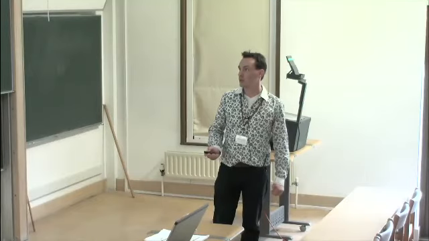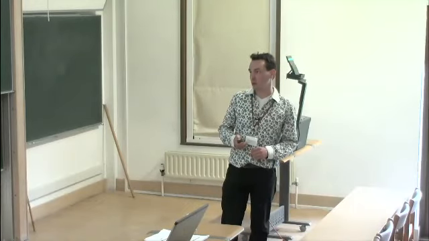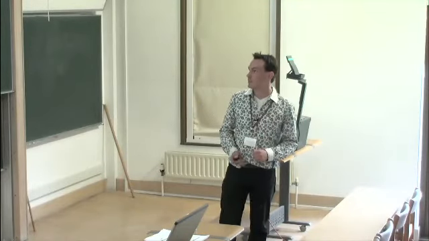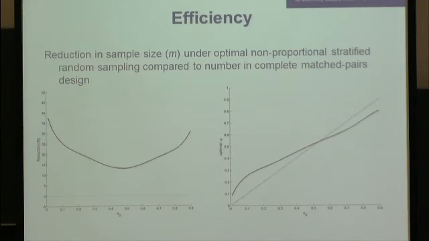So for the whole range of pi s, we determined the optimal fraction of positives that you should sample, and we used the bisection algorithm again to find the minimal sample size that was required for achieving 80% power. This is the reduction in sample size compared to a complete matched pair design. You see that especially in the lower range and in the upper range, there's a considerable reduction that can be achieved.